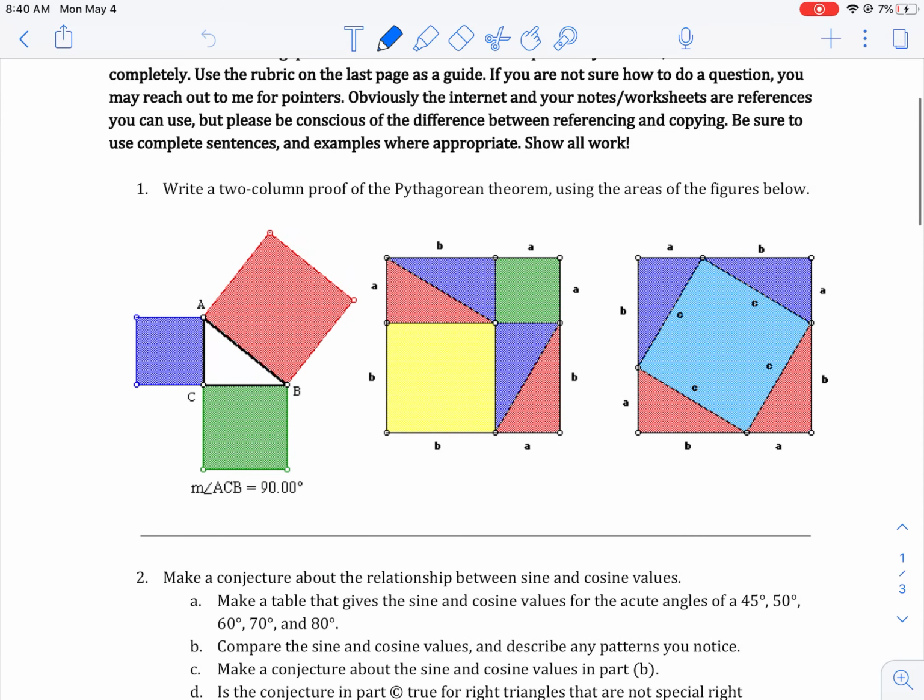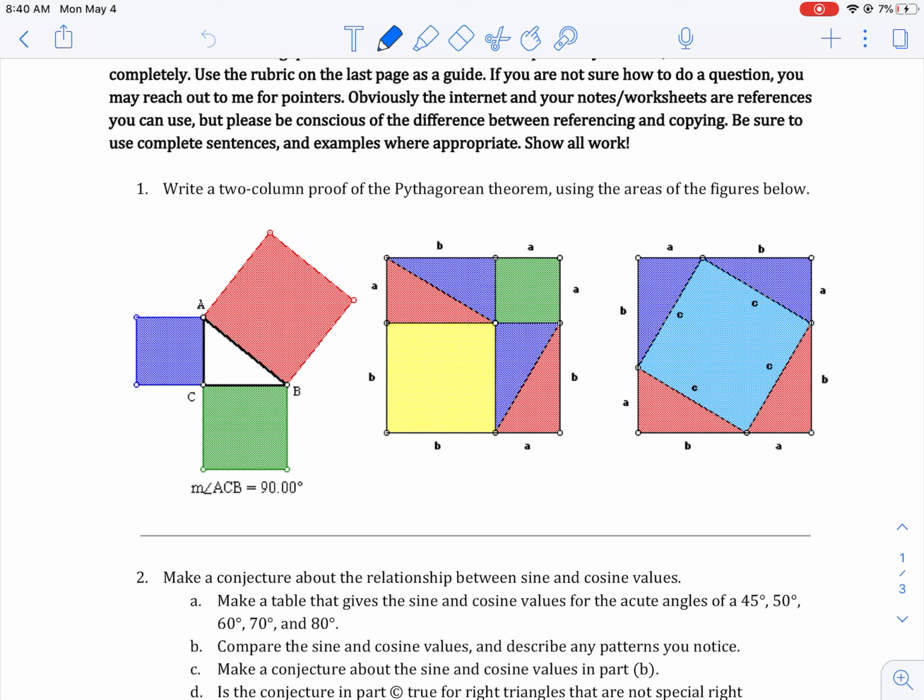Like I said, just use complete sentences. So number 1 is to write a 2-column proof of the Pythagorean theorem. I gave you these figures below kind of to help you out. There are many, many, many proofs of the Pythagorean theorem online. We even had a president that wrote a proof. Again, I'm aware of that, so you are not going to be just copying it down.